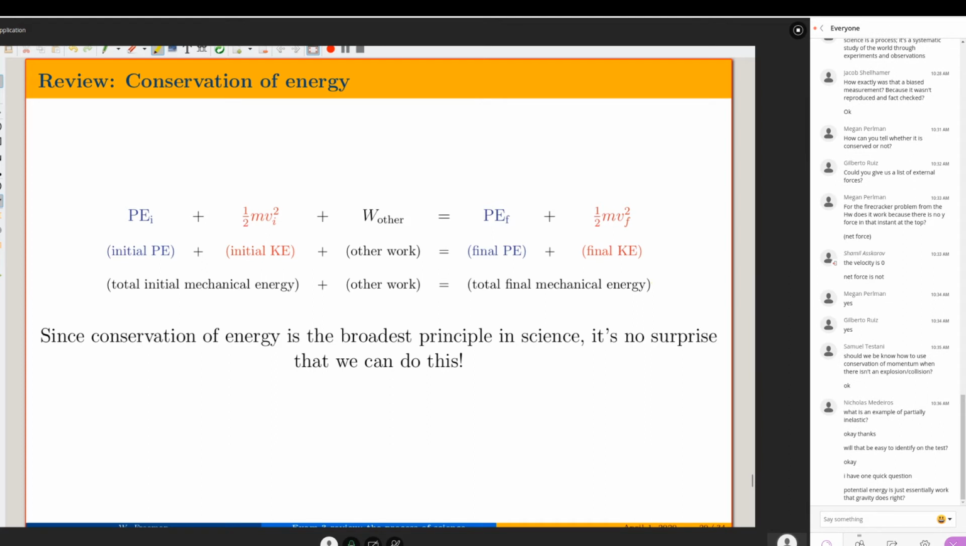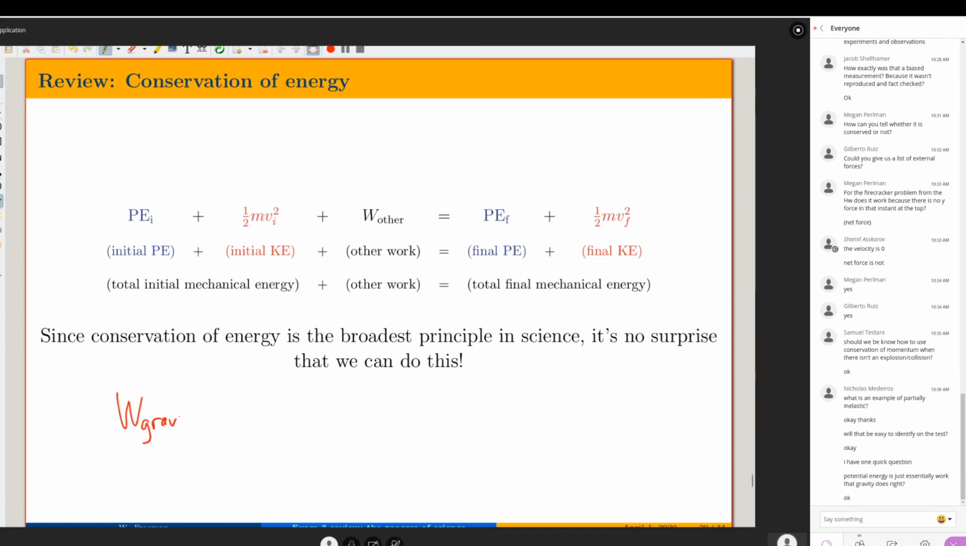Potential energy is work that gravity does. Yes, or it's a way of tracking it. So the work done by gravity is the force of gravity times the displacement parallel to that force. And that's going to be equal to mg times how far I move down, right?